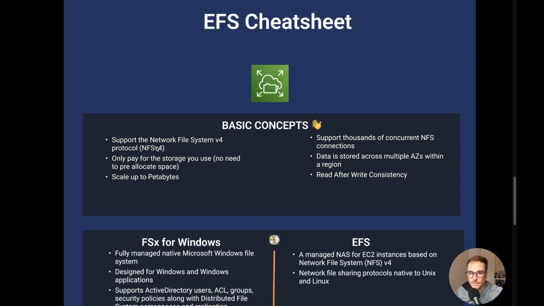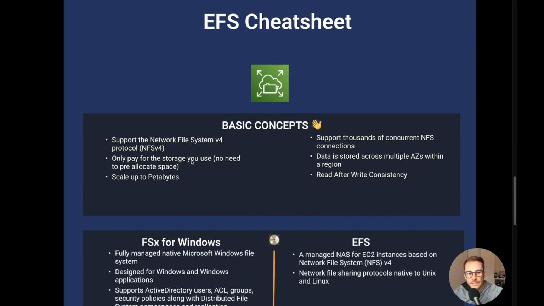Data is stored across multiple availability zones within a region. So it's not like the EBS volume, which is within the same availability zone, but EFS is stored across multiple availability zones. And it has read after write consistency. If you don't remember what read after write is, it's basically that the file is going to be available as soon as it is written to the disk. I made a video about it when I explained this concept on S3, because S3 also has read after write consistency. So I'm going to put the video here on the top right.